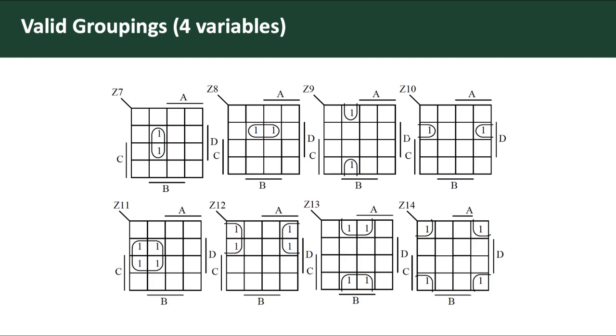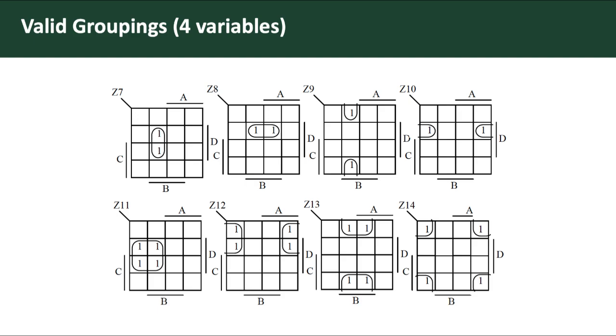Z10 is a left-right wraparound pair, same row, leftmost and rightmost columns, differing only in C. Z11 is a 2 by 2 square, a group of 4. It eliminates 2 variables, giving a 2 literal term. Z12 shows a vertically elongated 4-cell group, a group of 4 arranged in a single column. This covers all 4 rows of one column, which means both row variables, A and B, vary. Both are eliminated, leaving a 2-variable product term in C and D.